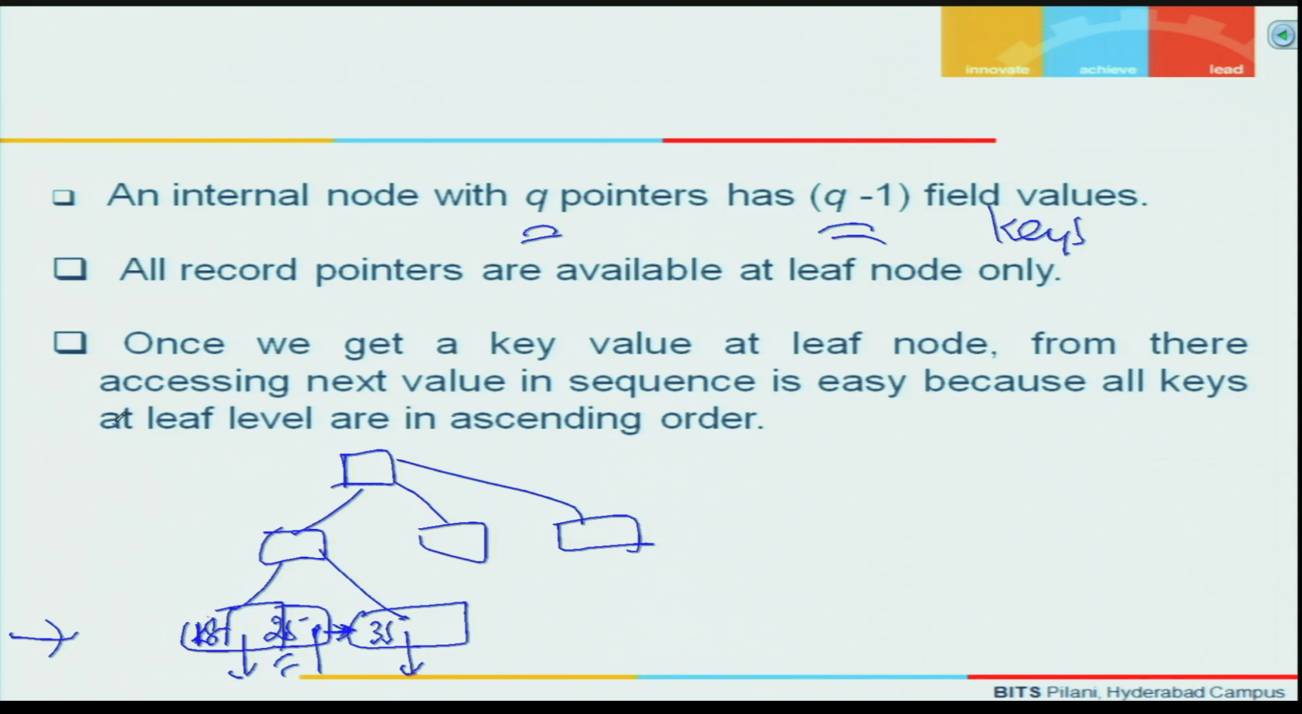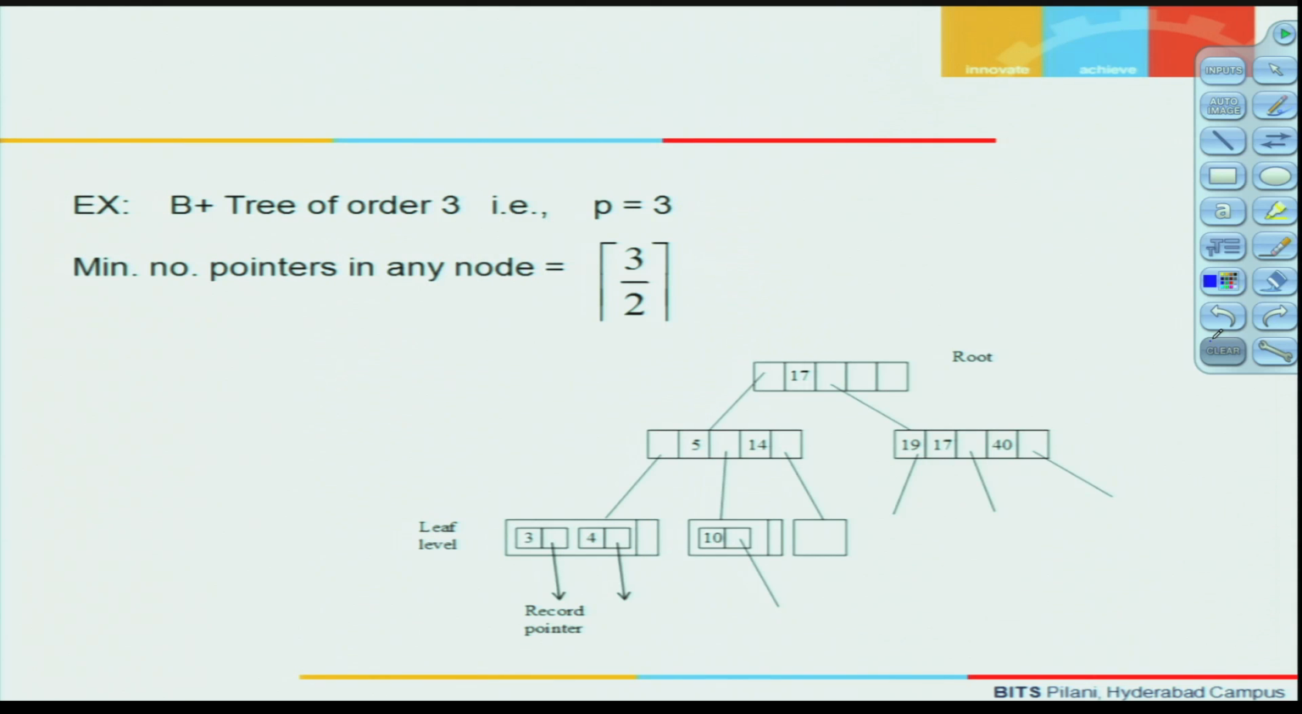Hence, once I reach a leaf level node, from there accessing the next value in sequence is easy, because all keys at leaf level are in a particular ascending order. Hence, once I reach a key value at the leaf level, I can easily access the next value in sequence by following a pointer available at the leaf level. The example is given here.